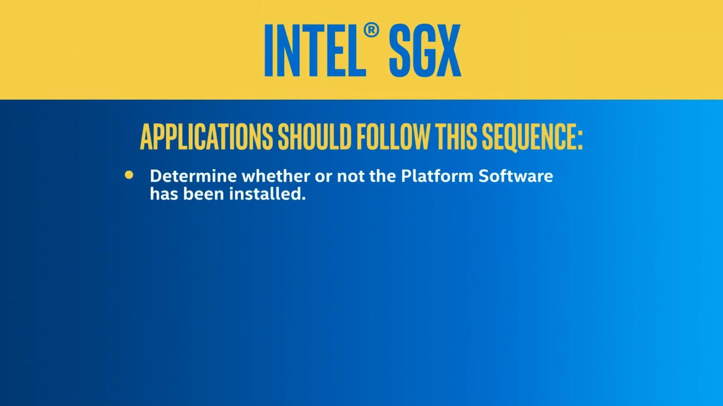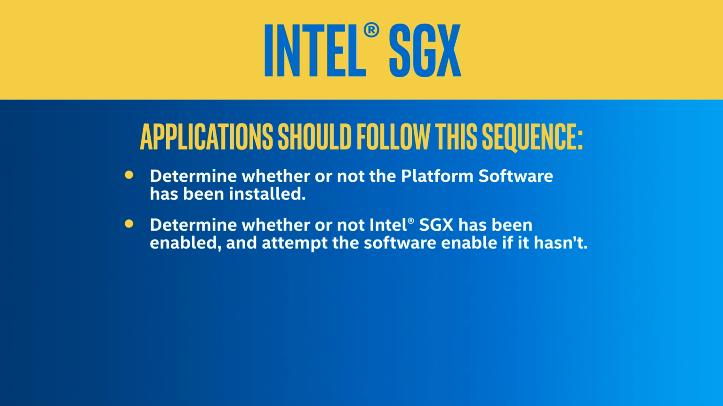The applications themselves follow a slightly different sequence. Determine whether or not the platform software has been installed. Determine whether or not Intel SGX has been enabled, and attempt the software enable if it hasn't. If any of these steps fail, then the system does not support Intel SGX. If the application requires Intel SGX to run, then an error should be reported to the user.